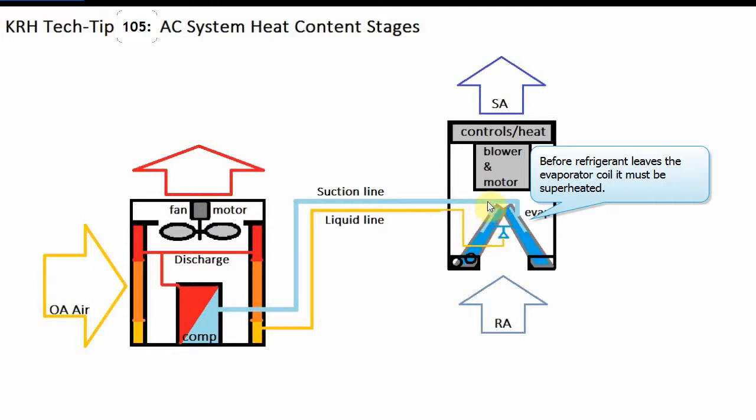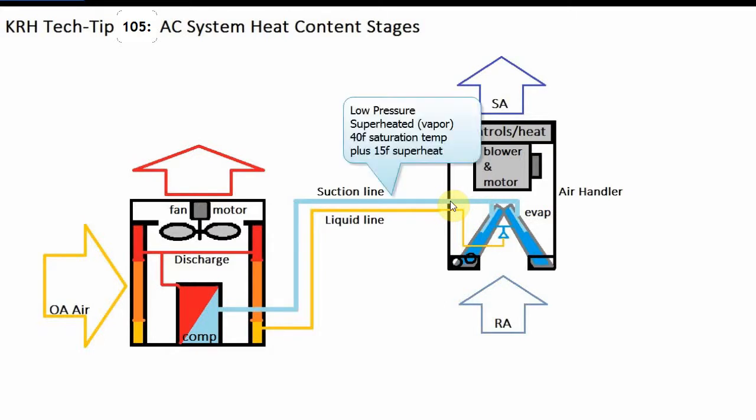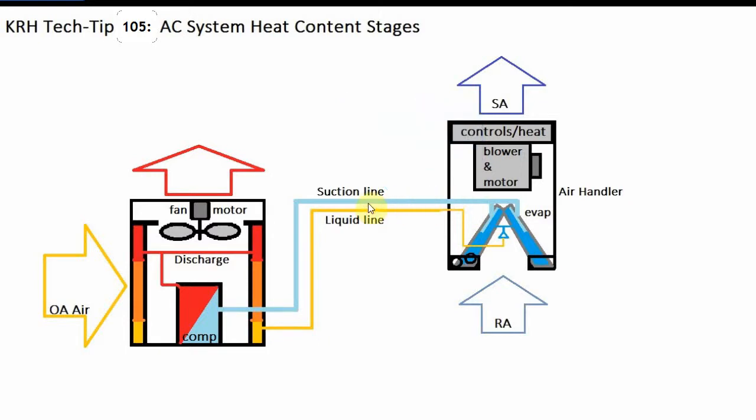The refrigerant leaving the evaporator will be a low pressure, superheated vapor that has a saturation temperature of 40 degrees, which has had 15 degrees of superheat added to it, so it will be 55 degrees leaving the evaporator, entering into our condensing unit.